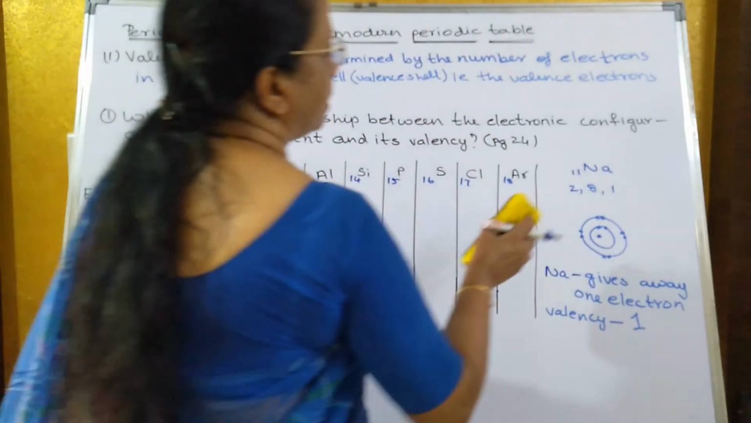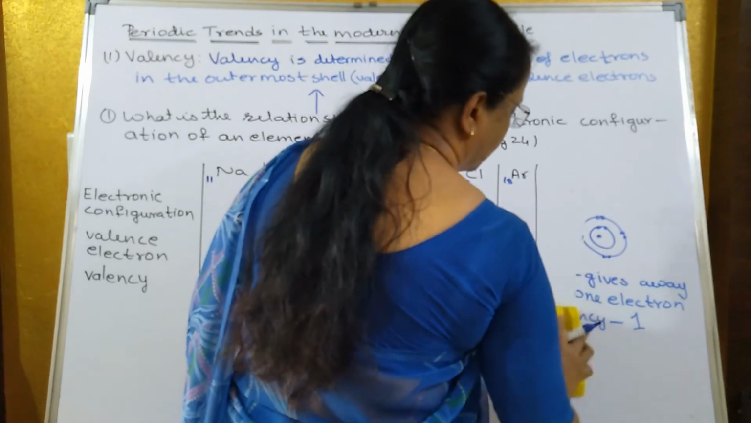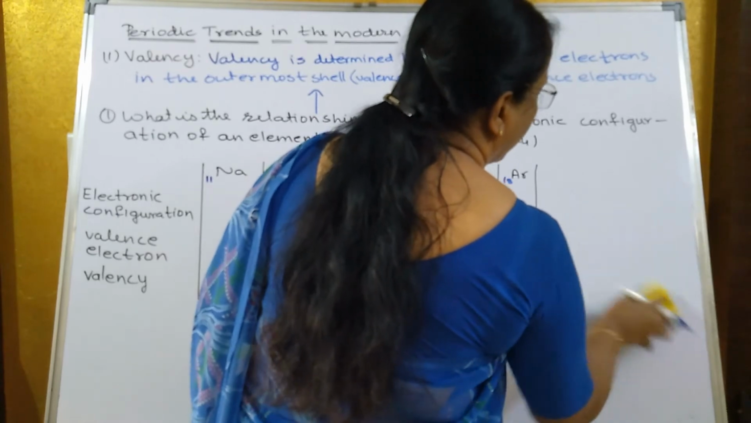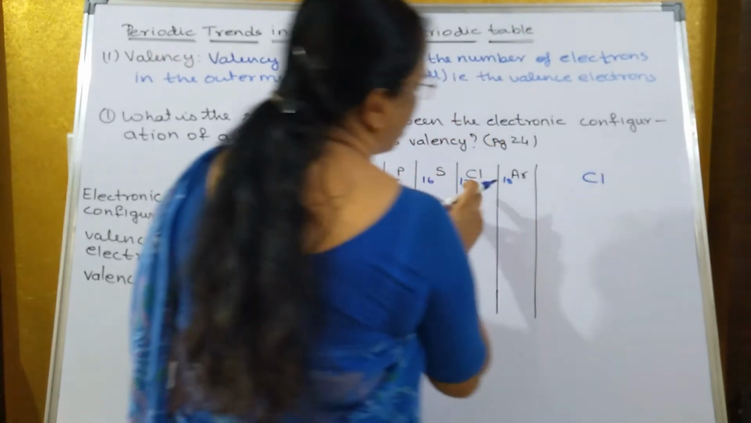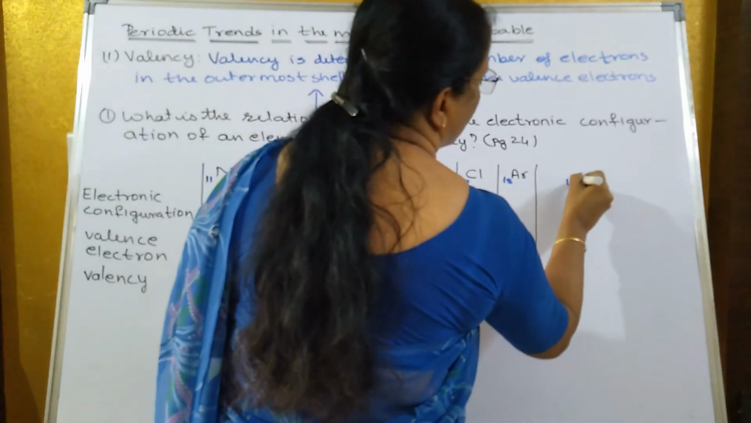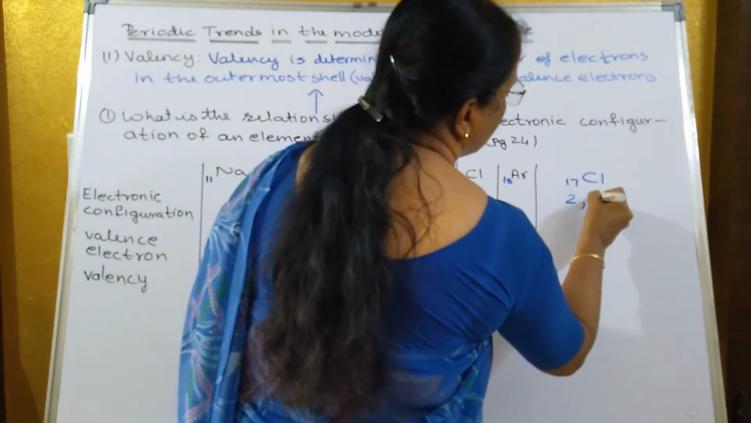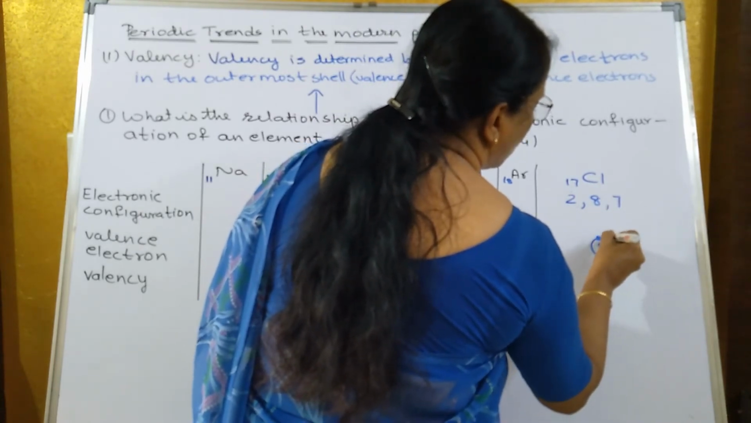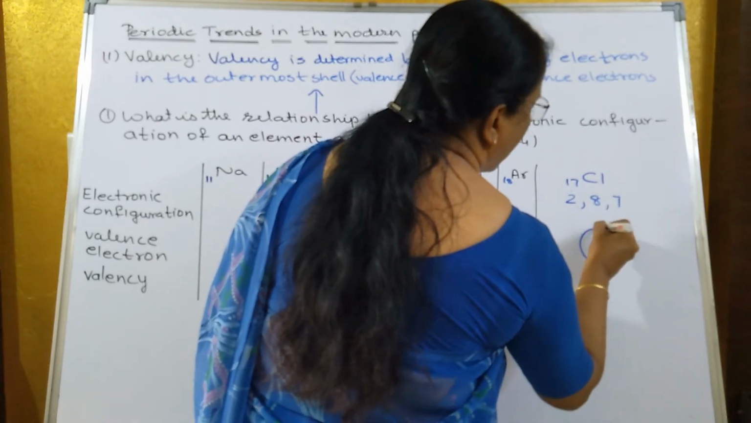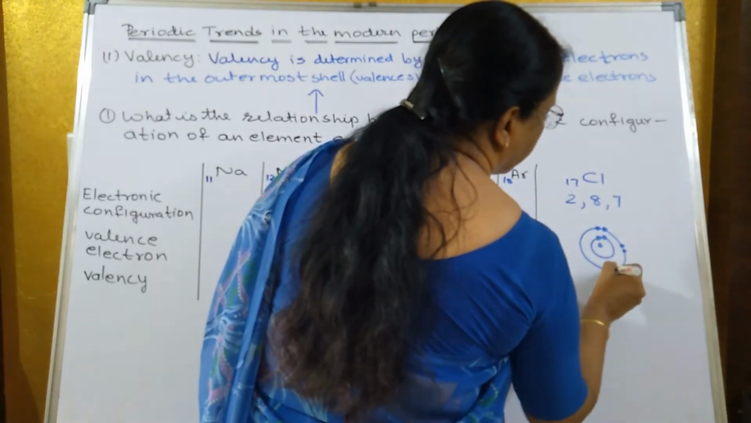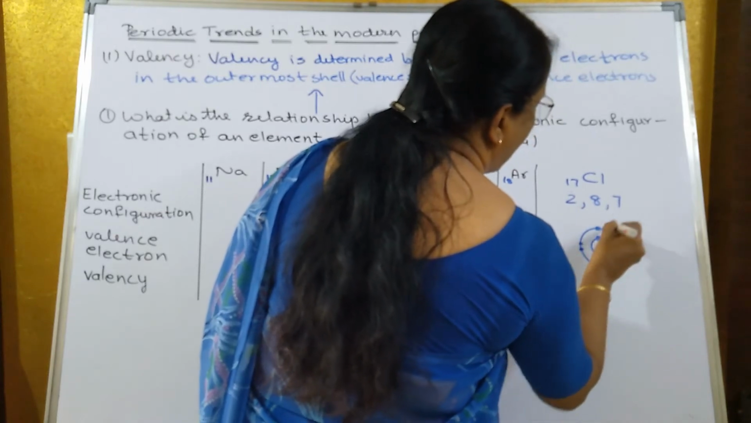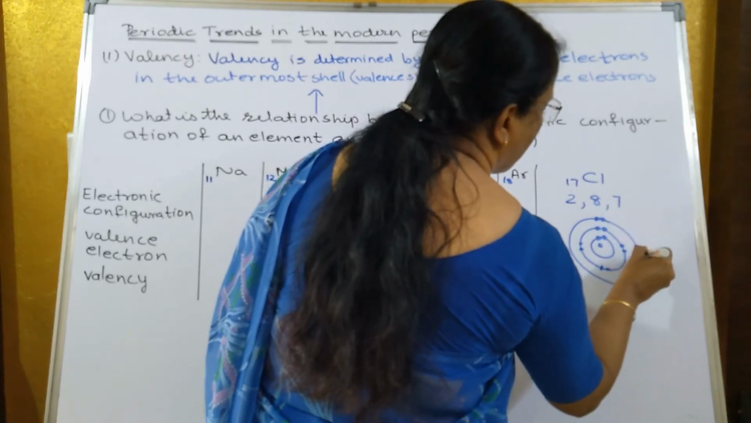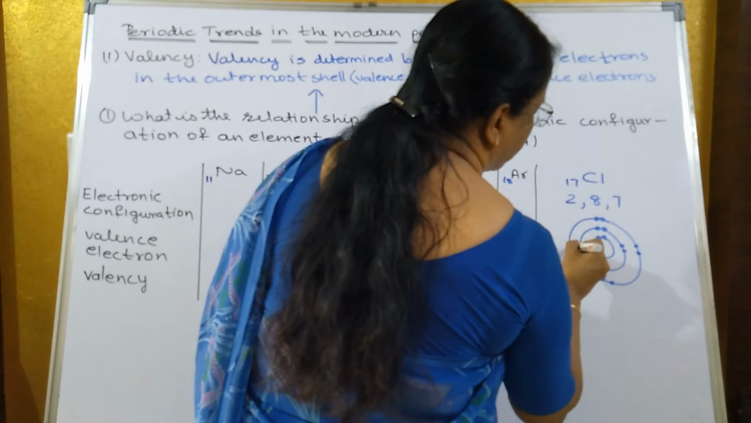Now if I take the example of chlorine, chlorine's atomic number is how much? 17. So what will be the electronic configuration? 2, 8, 7. So if this is the nucleus, the first shell will have 2 electrons, the second shell will have 8 electrons, and the last shell, that is the outermost shell, will have 7 electrons.